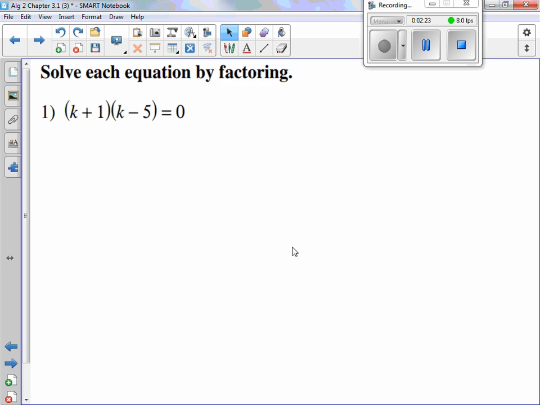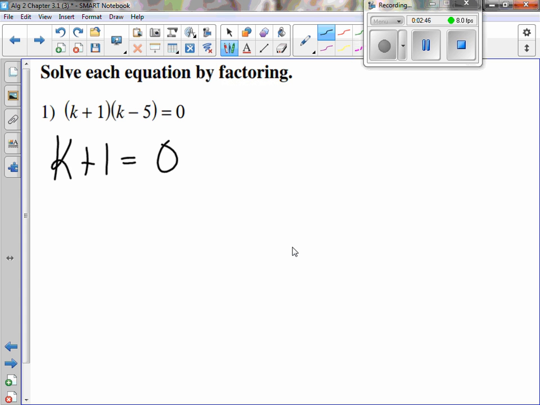You've probably seen or heard about solving higher degree polynomial functions in some TV show, where they throw it out there. This is what we're doing. We're trying to see what value of k will make this thing equal 0. I have 2 things multiplied together, yes? So according to the zero product property, either k plus 1 is equal to 0 or k minus 5 is equal to 0. One of these 2 has to be 0, because if one of them is 0, then the whole thing will be 0, since we have 2 things multiplied together.